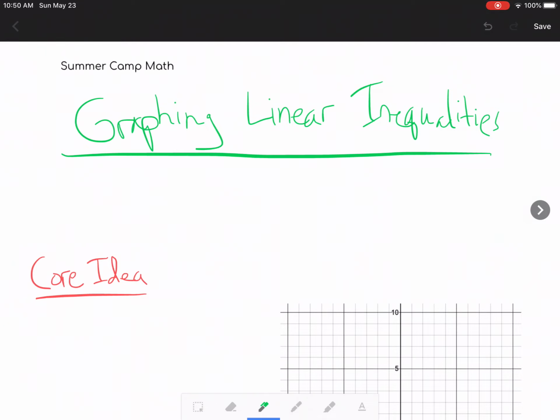In this video, we're going to talk about graphing linear inequalities. And so what we're just doing is we're continuing to build up on our graphing understanding and our graphing knowledge.